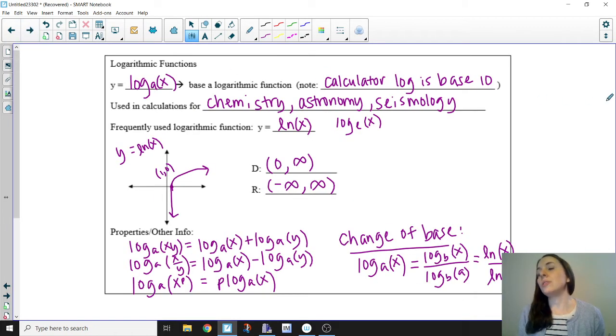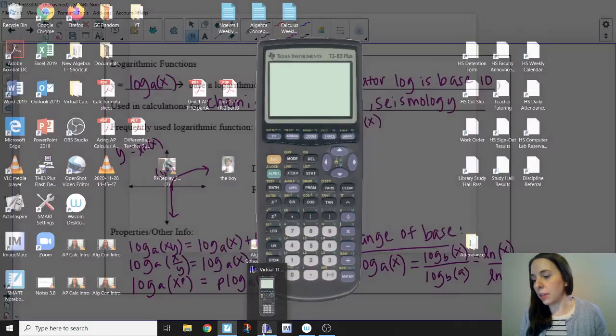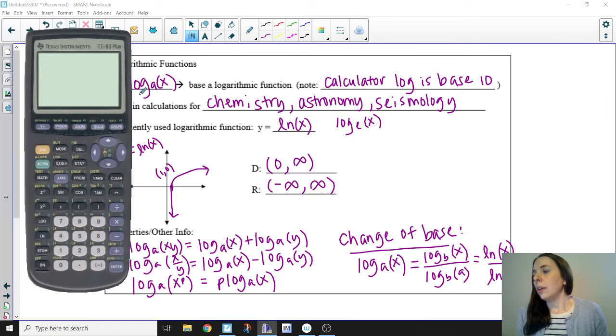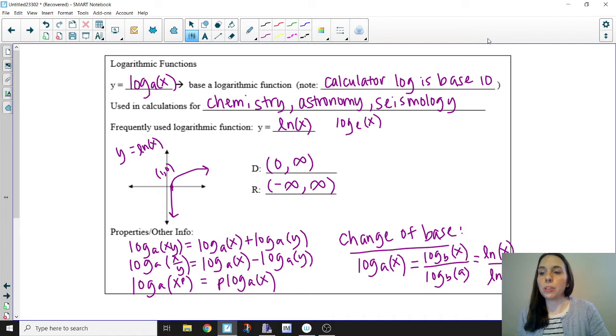The next box that you see on this page is a review box for logarithmic functions. So we say y equals log base a of x, a base a logarithmic function. And again, a stands for any number. Note that when you see the log button in your calculator, it is a log base 10. So you can use that to solve exponential equations of base 10.